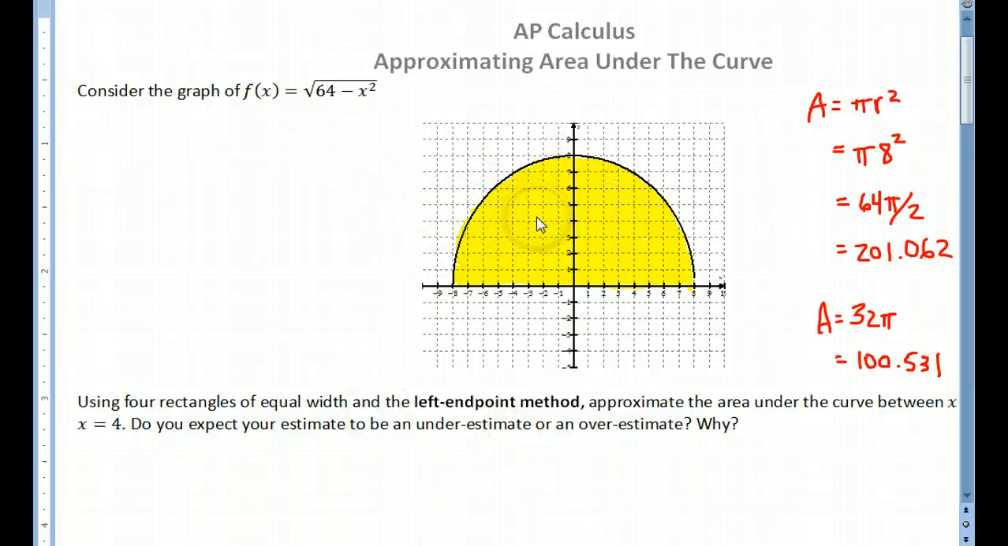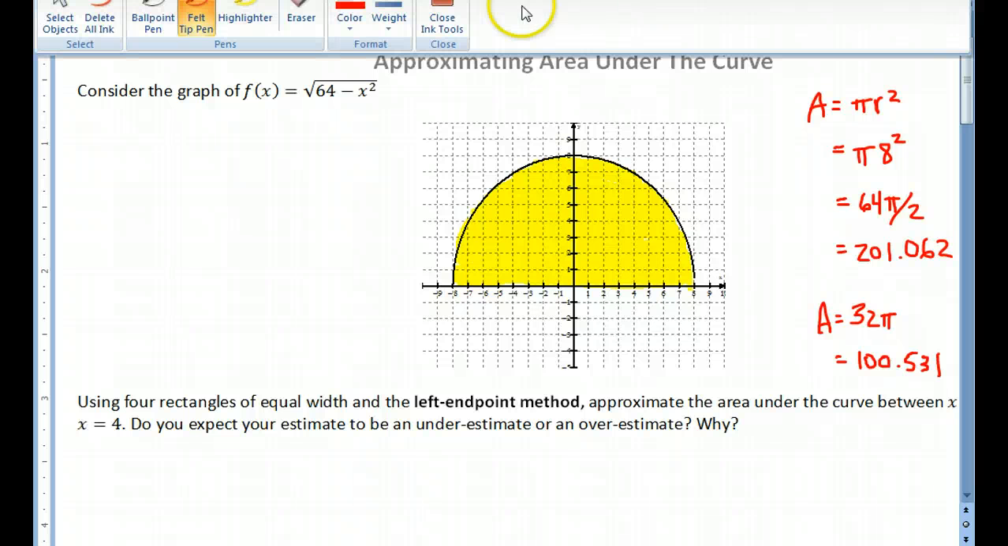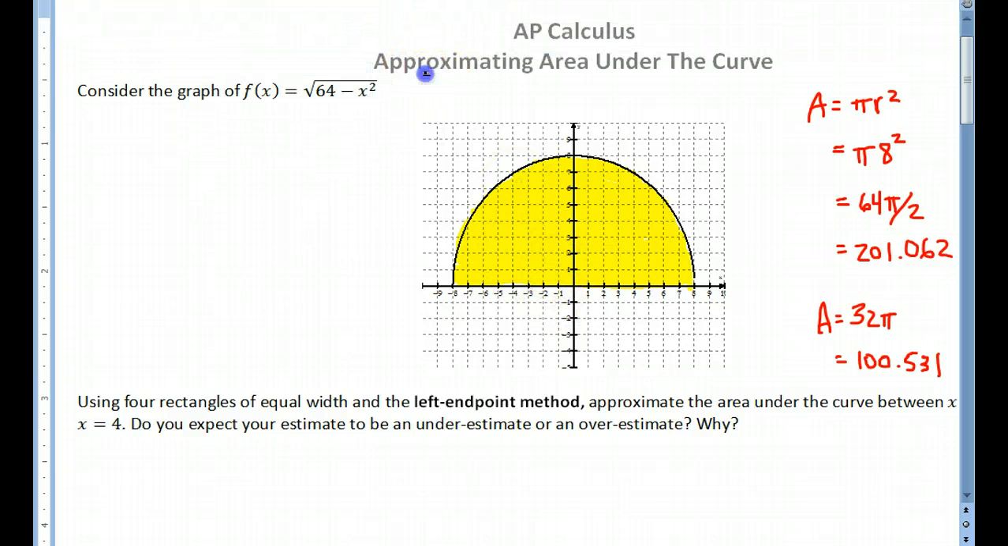So anyways, that's the area. We can do this for curves that are not nice. So this is a nice semicircle, so we can use geometry, but we're going to use calculus to find it. Starting today, we are actually going to look at approximating the area. So we're not going to find the exact area today, it's just approximating.